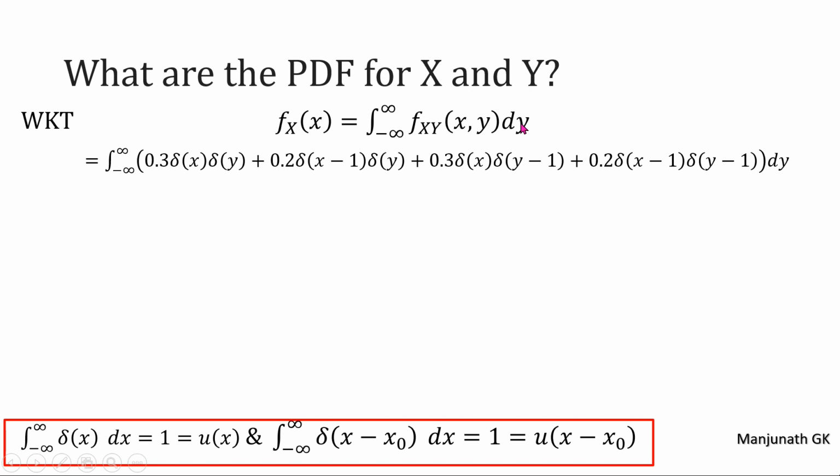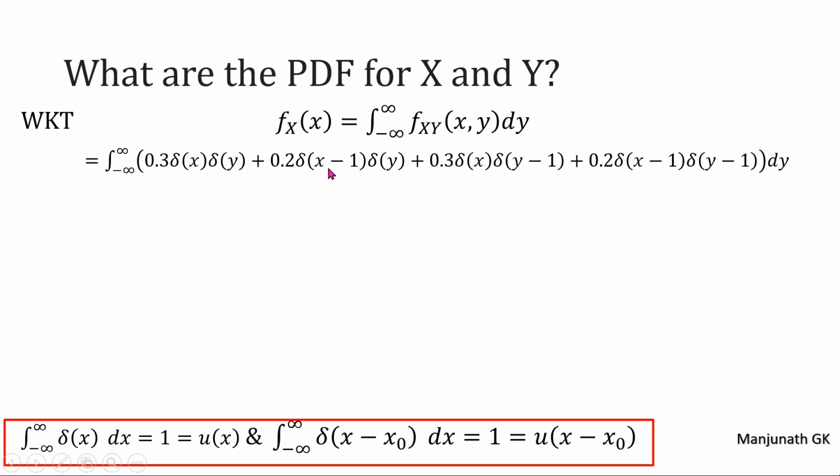Integrate with respect to y. From the first term, 0.3 and delta of x are constant because it is being integrated with respect to y. So the integration of delta of y dy equals u of y, which can be replaced by the value 1. From the first term, 0.3 delta x remains.